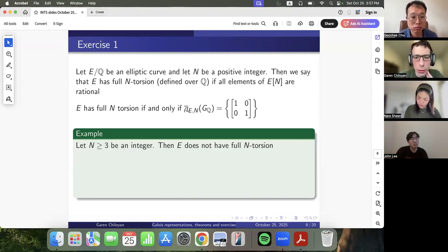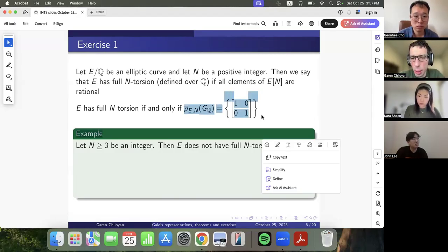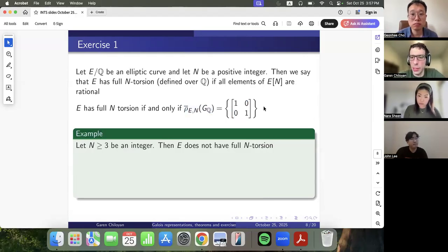E has full N torsion if and only if what is the most obvious thing that the image of the Galois group has to be? It has to be trivial. That's the only way all points of order N are rational. Now my next question is, let N be any integer greater than or equal to 3. Prove to me that E does not have full N torsion.